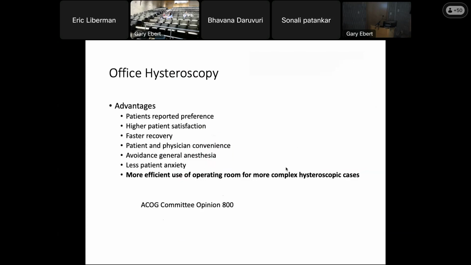Office hysteroscopy. So, there's been a big push for this, which I think is great, in the past 5 years or so. The advantages of office hysteroscopy: higher patient satisfaction has been reported, faster recovery, and it's convenient for the patients. The patients don't have to deal with going to a surgery center. Also, it allows for more efficient use of operating room time in the main ORs, and it frees up availability of the ORs for doing more complex cases, not only hysteroscopic cases, but just cases in general.